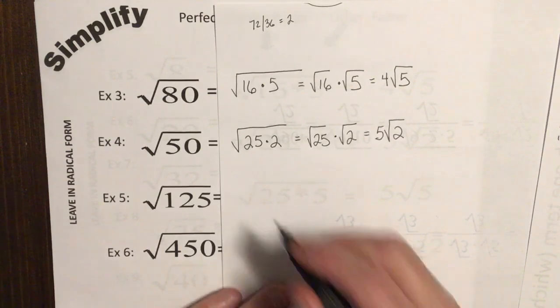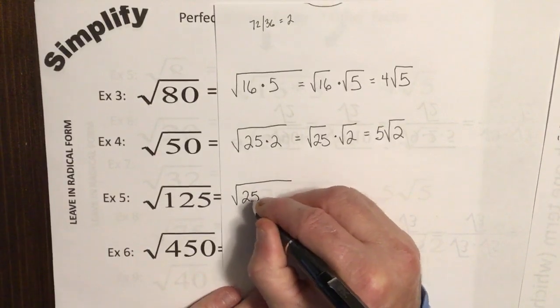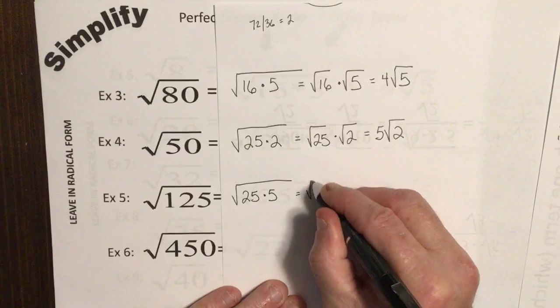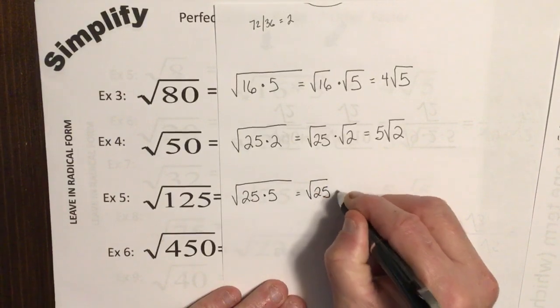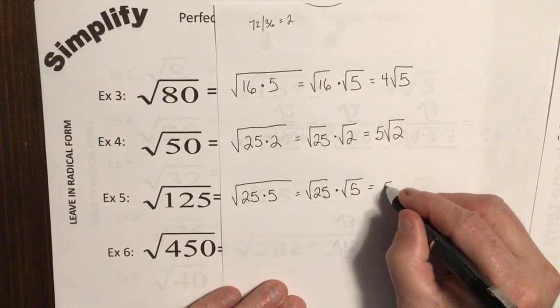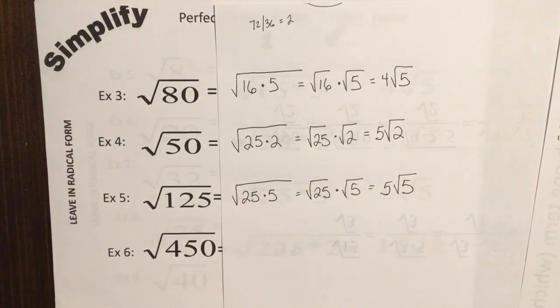125. I know 125 is 25 times 5. That gives me square root of 25 times the square root of 5. Square root of 25 is 5. Leave 5 inside the radical because it is not a perfect square. So my answer is 5 square root of 5.